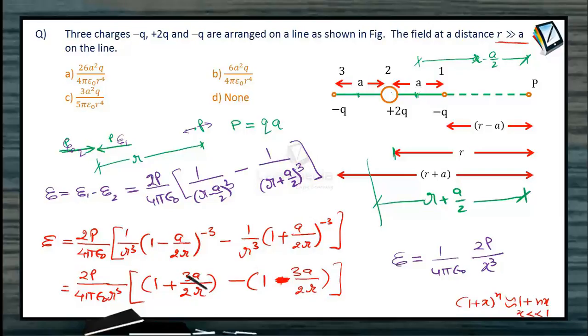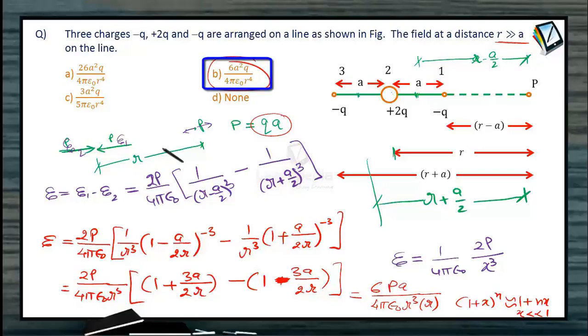So 2p divided by 4 pi epsilon naught r cube multiplied with 3a by r becomes 6pa divided by 4 pi epsilon naught r raised to the power 4. And here p can be written as q into a, so you can substitute, and it becomes 6qa square. So the final answer comes out to be this. So option B will be the correct choice for this question.